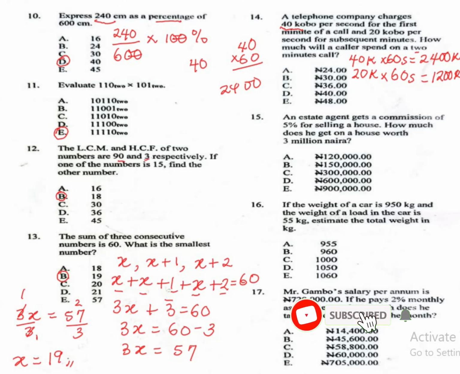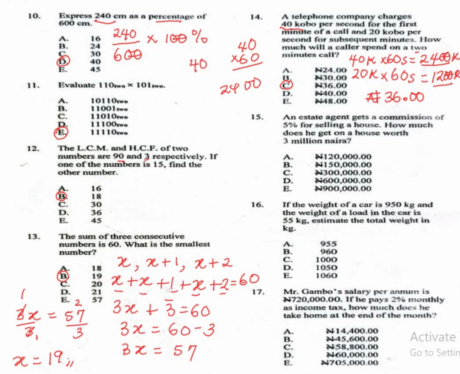If you change the first one to naira, divide by 100, these 2 zeros will go. Change the second to naira, divide by 100, these 2 zeros will go. So we just have 24 naira plus 12 naira. The total amount will be 36 naira, no kobo, which is option C.